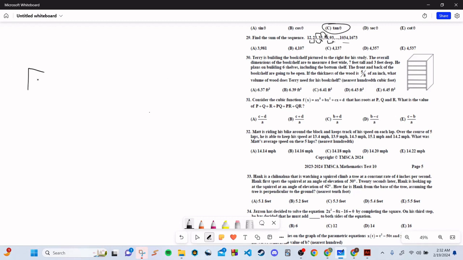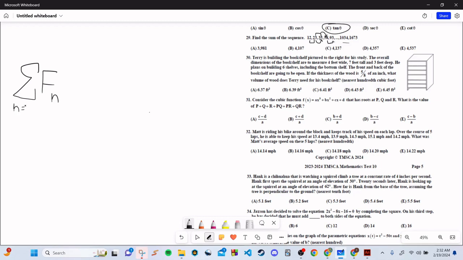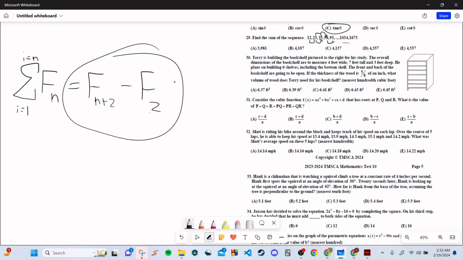So the formula to get the sum of the Fibonacci-like sequence: the sum of the Fibonacci-like sequence from i equals 1 to i equals n is going to be equal to f of n plus 2 minus f of 2. Okay?